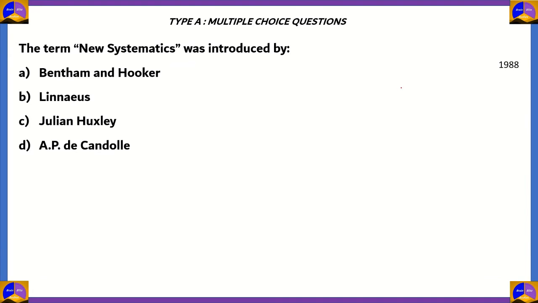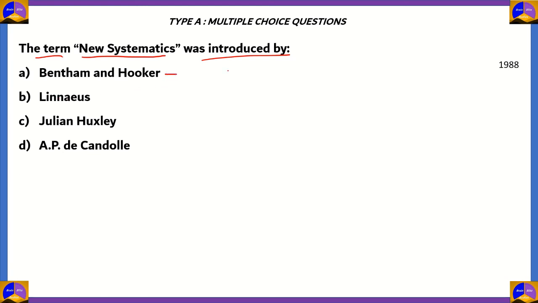Now, let's look at this question. The term new systematics was introduced by Bentham and Hooker, Linnaeus, Julian Huxley, A.P. de Candolle. So we have 4 options. Let's look at each of them.